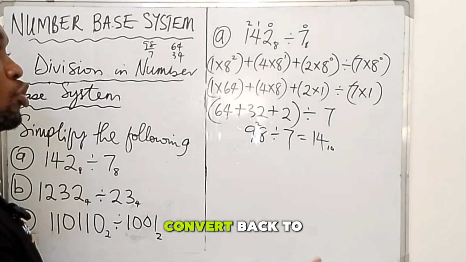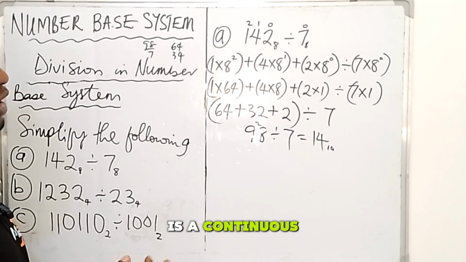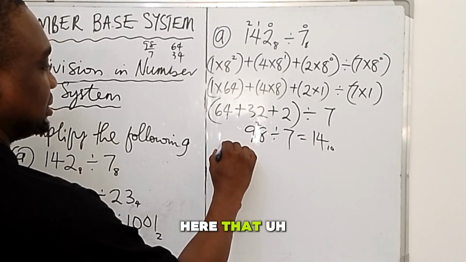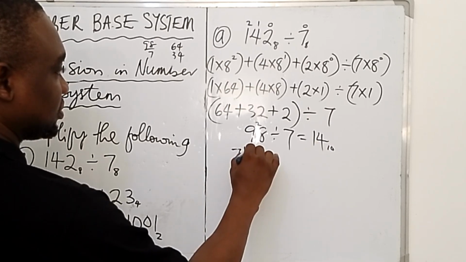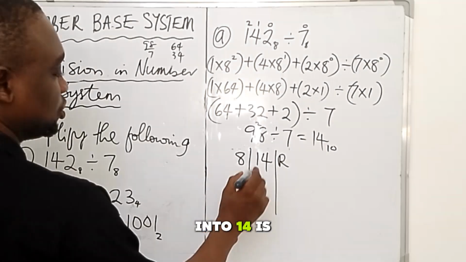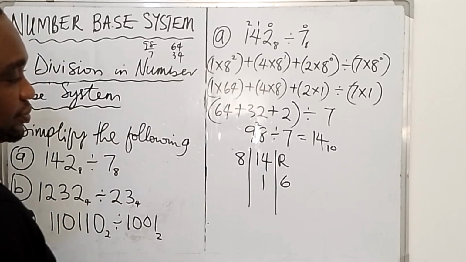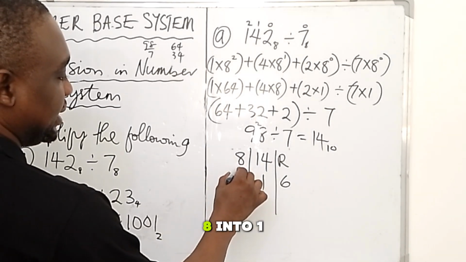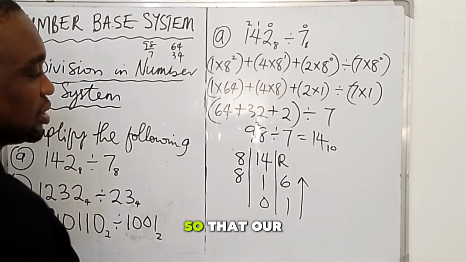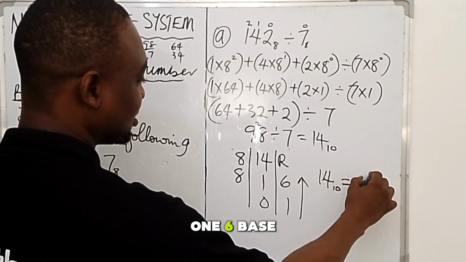We need to convert back to base 8. And that process is a continuous division method. I taught you that earlier. So this is what we have here, 8 into 14 is 1 time, remainder 6. 8 into 1 cannot, so we have a 0 and a 1. Remember this? So our 14 base 10 is actually 16 base 8.